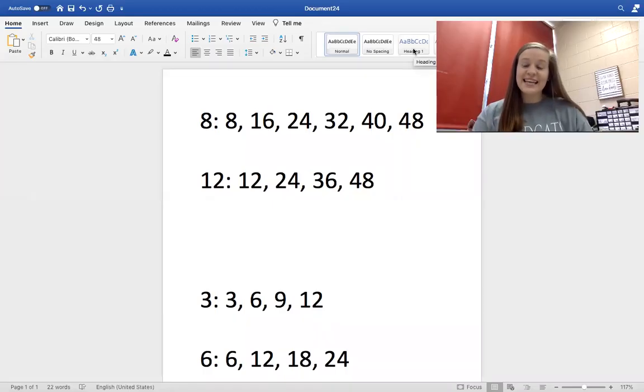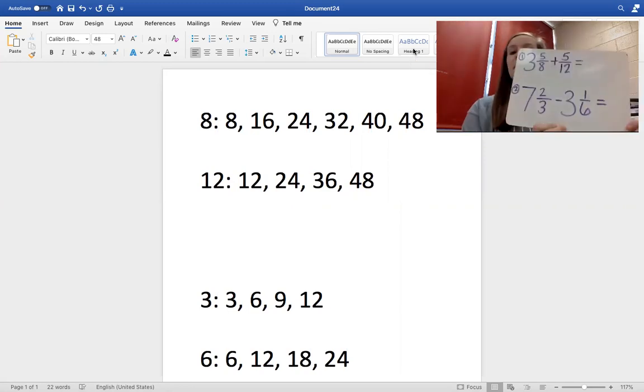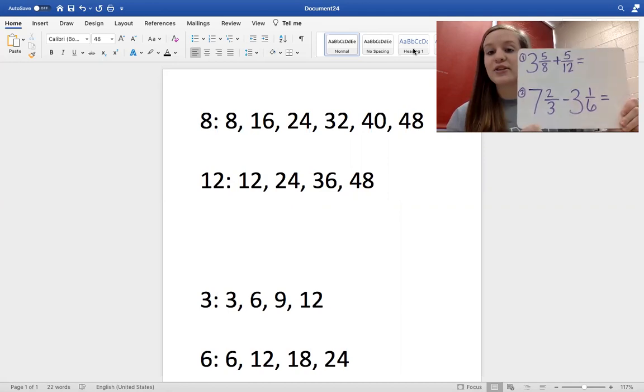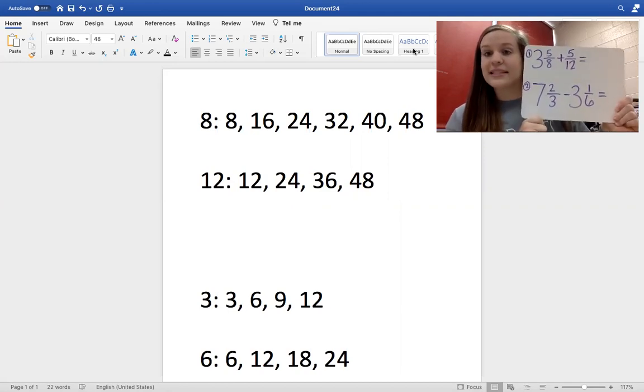Hello, boys and girls. Today's lesson, we are going to work on adding and subtracting mixed numbers. Mixed numbers means that we have a whole number along with a fraction. So we are going to do two problems together. The problems we're going to do together are 3 and 5/8 plus 5/12. And the second problem is 7 and 2/3 minus 3 and 1/6.